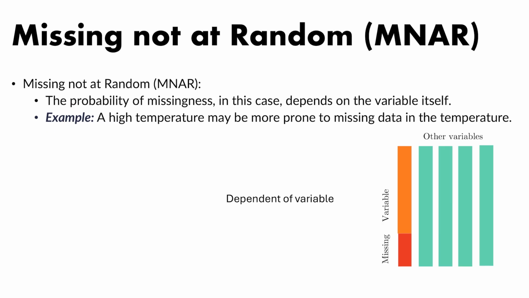And finally, we have the third type of missing data, which is missing not at random. The data is missing not at random when the missingness is related to the missing data, to the data itself, even after accounting for other observed data. Let me try to explain this with an example. A temperature may be more prone to missing data when the temperature itself is higher. So the missing data has a relationship with itself, with the feature itself.